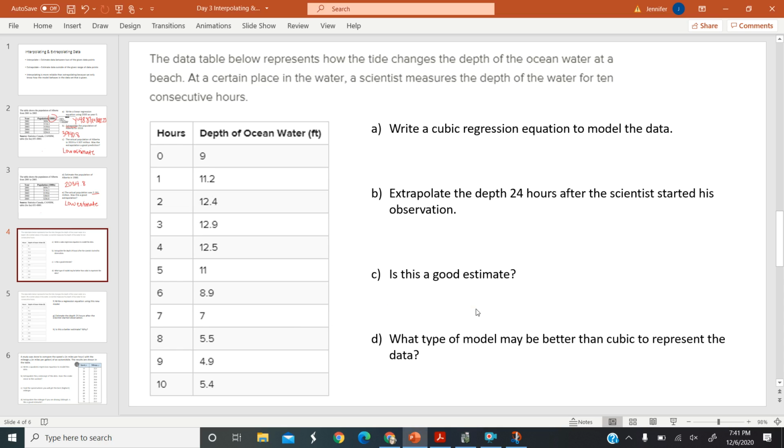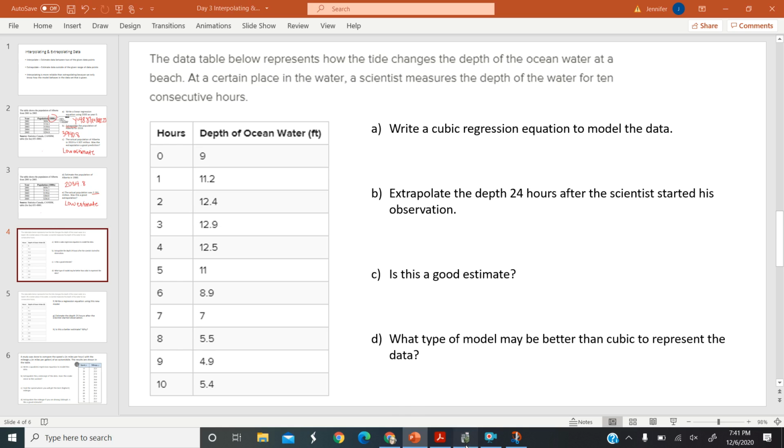So this starts our next example, and this one is talking about how the depth of the tide changes over time at a certain place in the water. And so the scientist is measuring it for 10 consecutive hours, and it gives the table there. And it wants us to write a cubic regression equation to model the data.